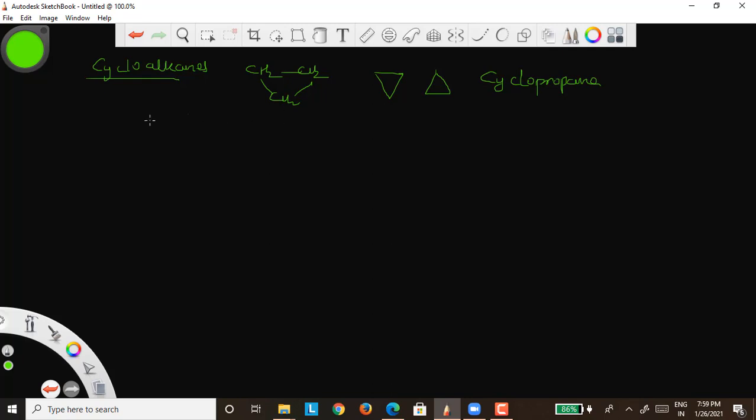Now suppose this is 4 carbon, CH2 CH2 CH2 CH2, C4H8. So this is known as cyclobutane. Okay, now suppose this is a 5 carbon cyclic compound. So this is known as cyclopentane. Okay, pent is there, so cyclopentane. Now suppose 6 carbon is there, then we write cyclohexane. So this is cyclohexane.